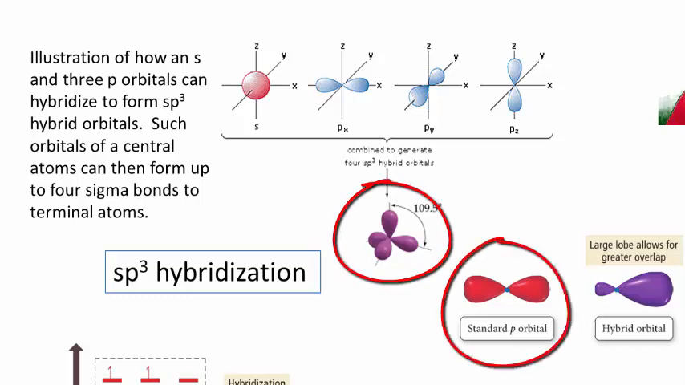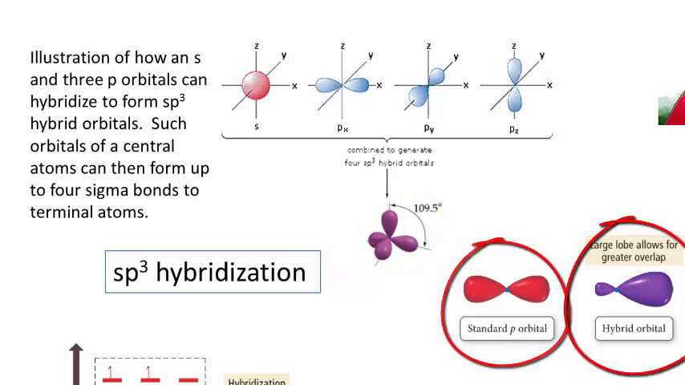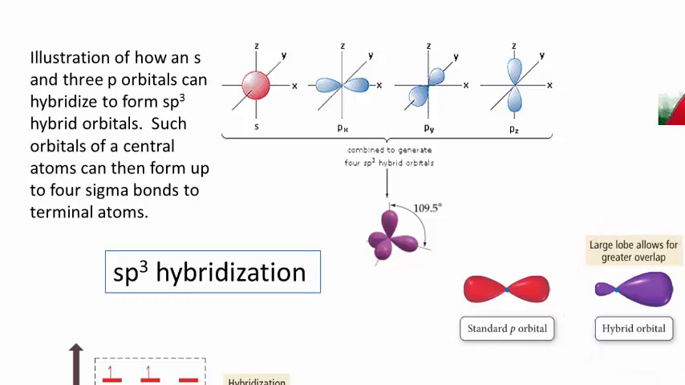Shown a little to the right is what a standard p orbital looks like, and then what an sp3 hybrid orbital would look like, where it's a little bit more elongated on one side. That's the side that's going to approach the other positive center, and the electrons then will spend more of their time in between the two positively charged centers.